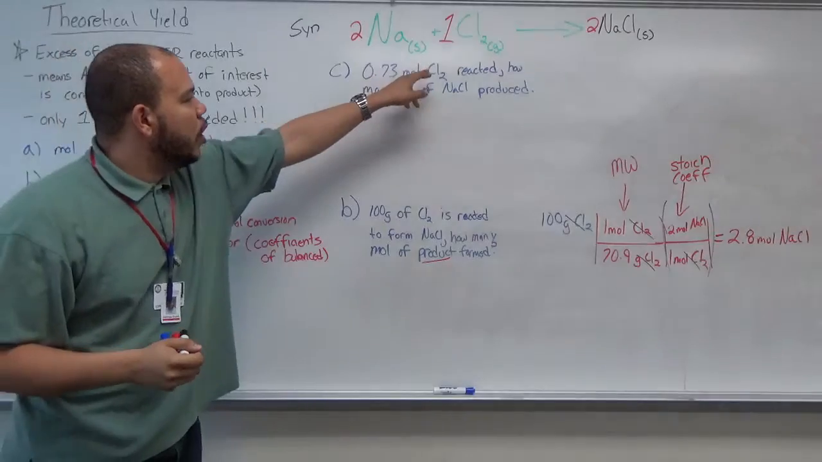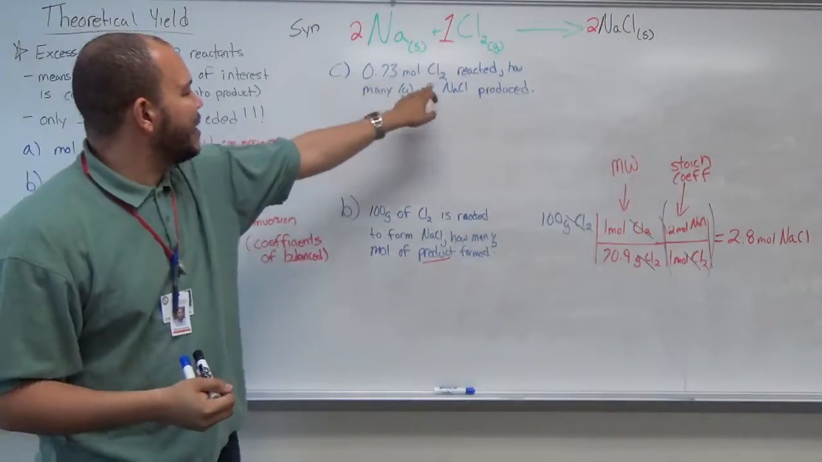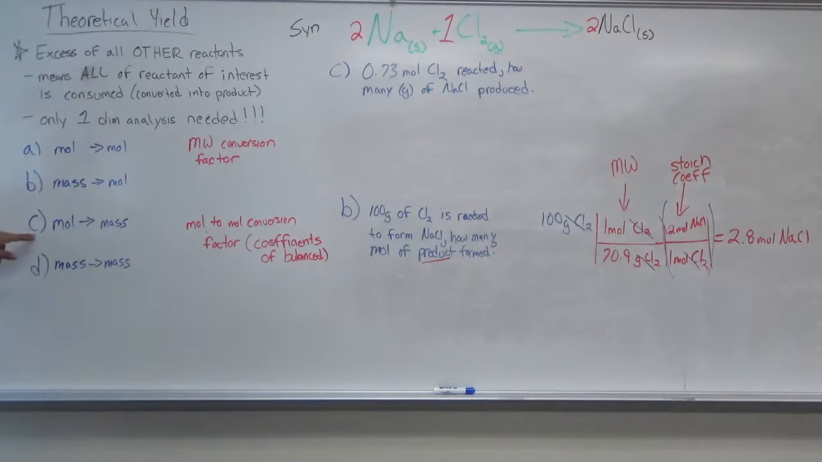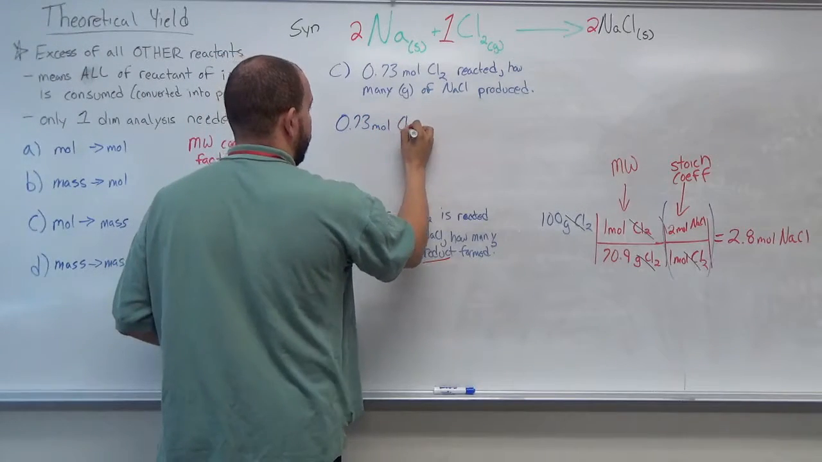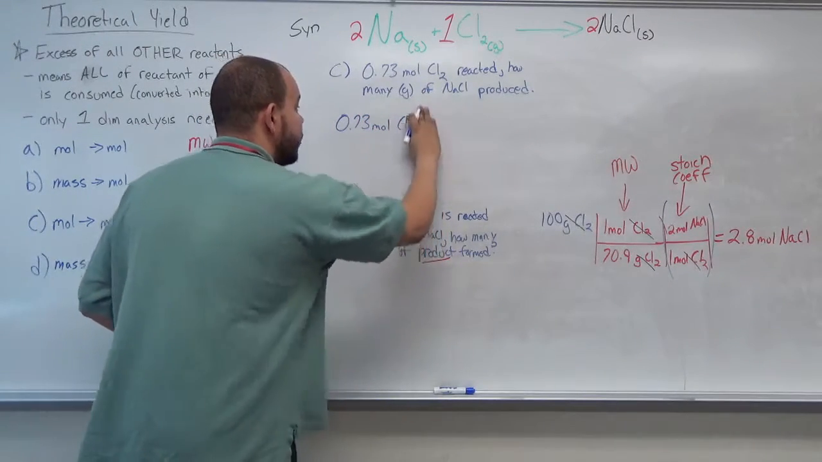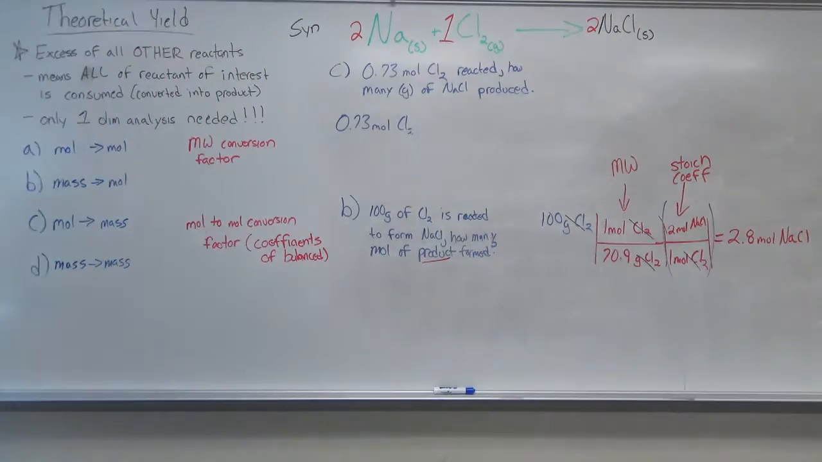We've been given moles of a reactant. We've been asked about mass of a product. We need to be going from a mole to mass conversion, which I have listed here as C. You could be asked about any one of these 4. So now we are starting with number of moles, 0.73 moles of chlorine. To get moles of a reactant to moles of product, what conversion factor do we use? Mole to mole. We need to use mole to mole.